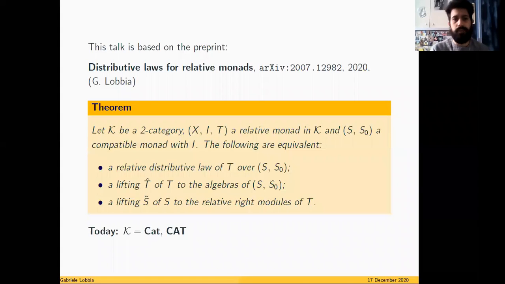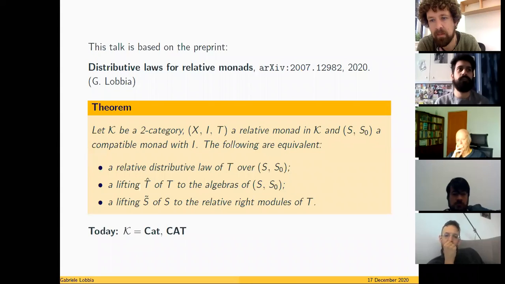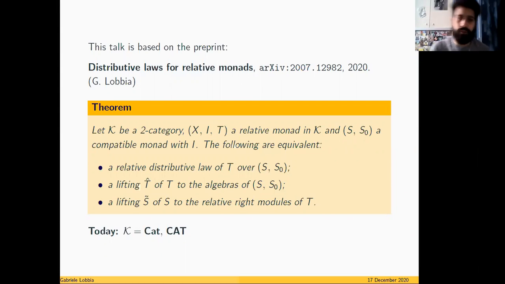The main point of this paper was to find a notion of distributive law between a monad and a relative monad. The main theorem of this paper is to prove a Beck-like theorem for this kind of distributive laws. In the paper, I studied the case of relative monads and monads in a general 2-category. But for this talk, I will just talk about the category of locally small or small categories, just because it's a bit easier to talk about this case, and I think it already gives a bit of the idea of what the work was.